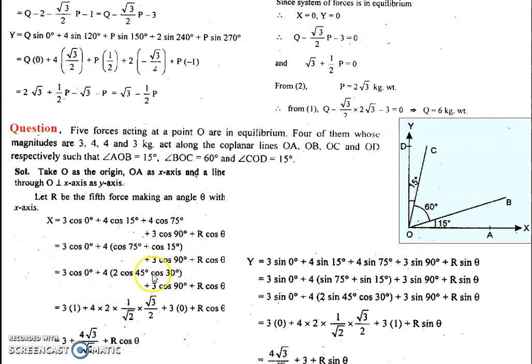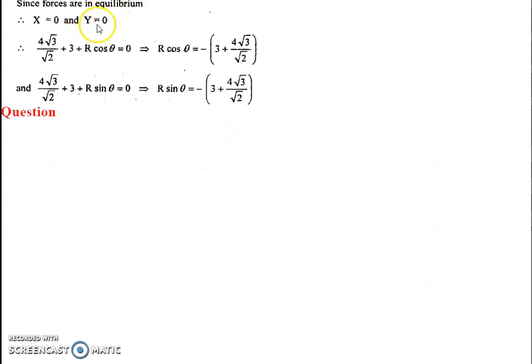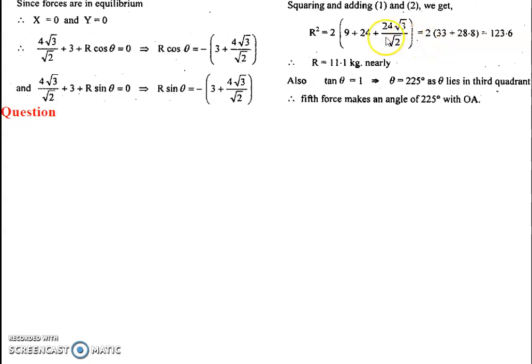On simplification, this is very simple, and a student can do it. 75 plus 15 can be written in this form or any other way. You can calculate it, and we got x is equal to this. Similarly, we got y is equal to this. Since they are in equilibrium, x square plus y square is equal to 0, so x is equal to 0 and y is equal to 0. We got R cos theta and R sin theta, and on squaring and adding, we got R, and on dividing, we got theta.